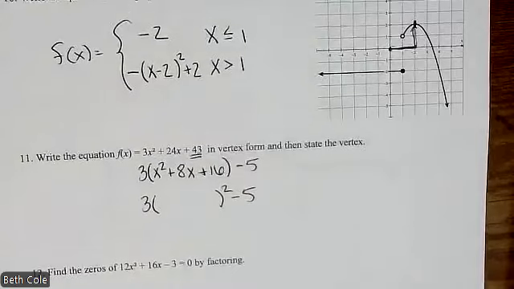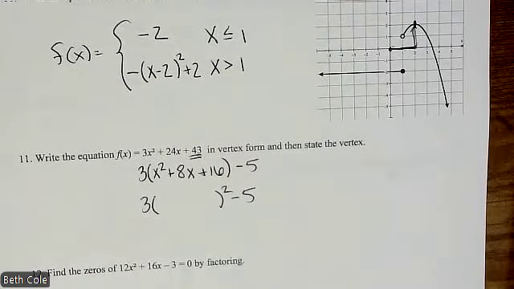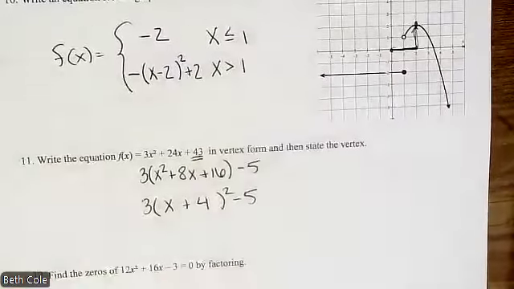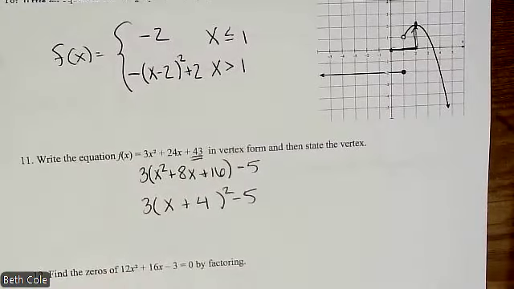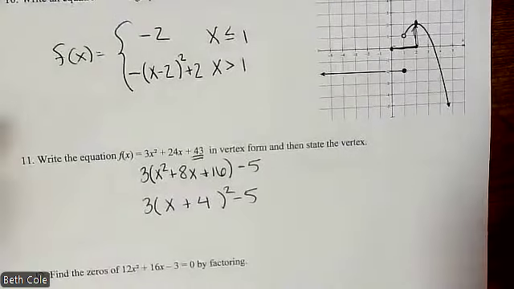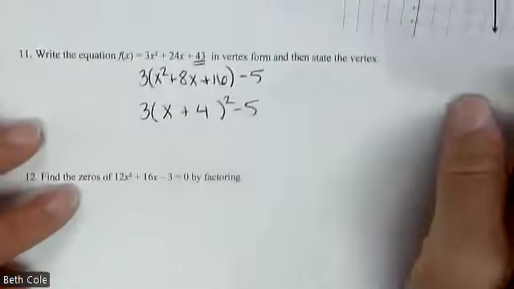And then you only have one more step. I taught you to write it as blank squared. What goes inside of there will either be x plus something or x minus something. X plus 4. Good job. Nice job, team. And that's the answer.